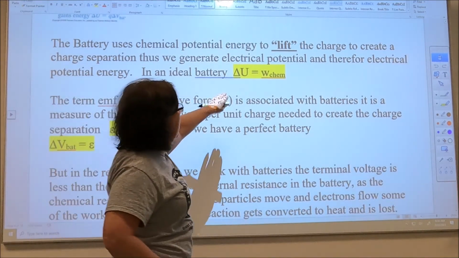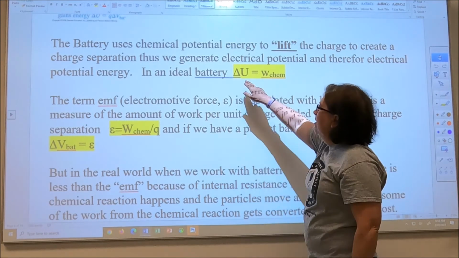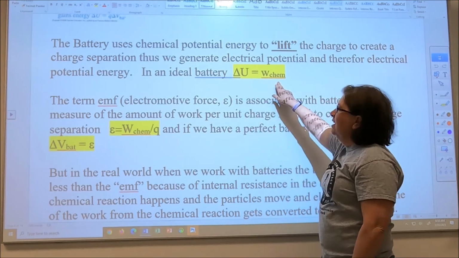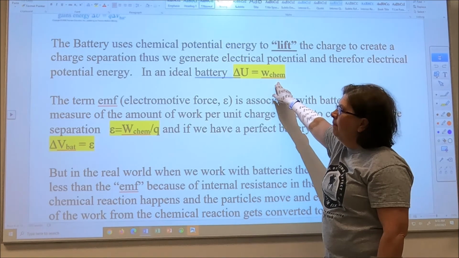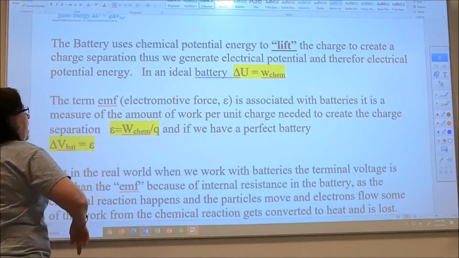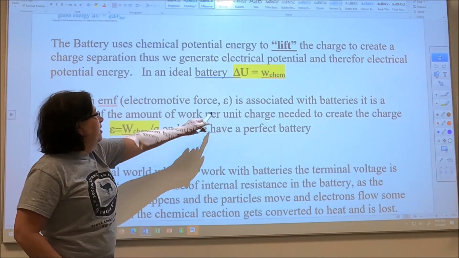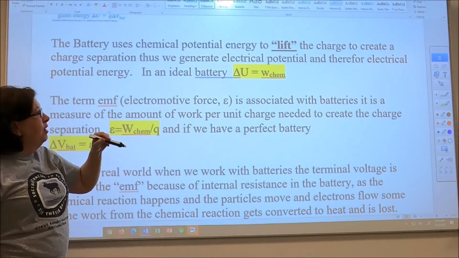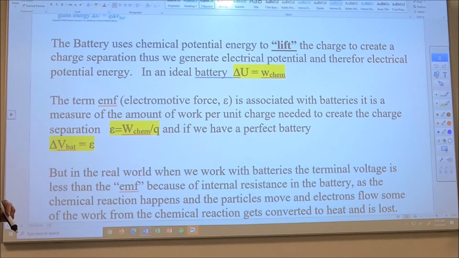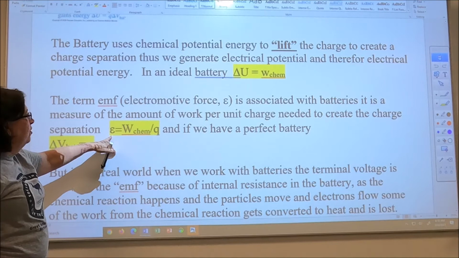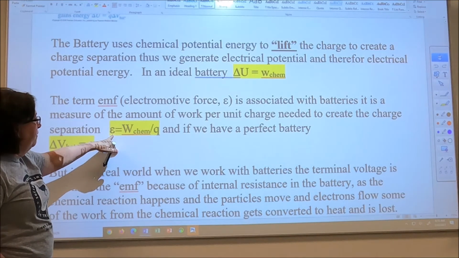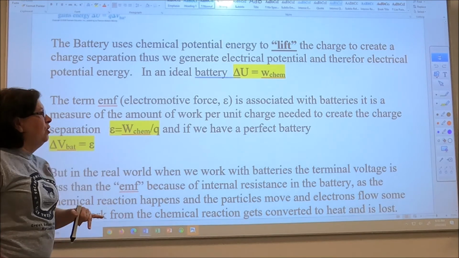For an ideal battery, the change in electrical potential energy is equal to the chemical work. Now, this is where we get the term EMF. EMF stands for electromotive force. It's given the little symbol epsilon, not epsilon zero, just epsilon. It's associated with batteries, and it's a measure of the amount of work per unit charge needed to create charge separation. So the EMF is equal to the chemical work divided by Q.